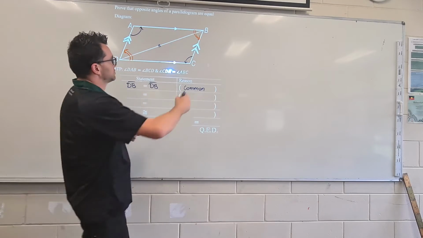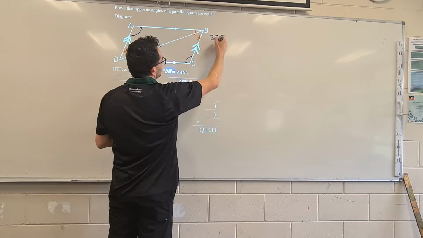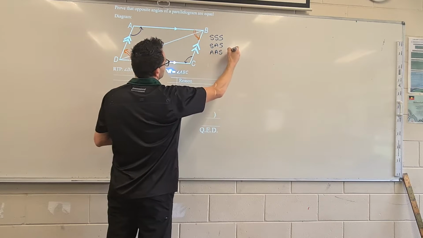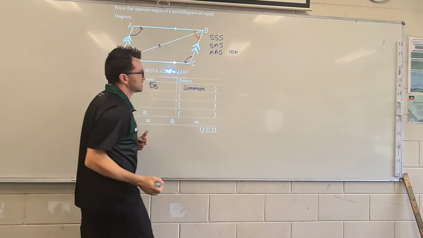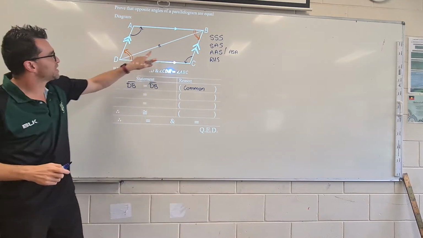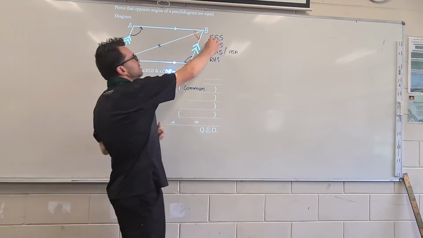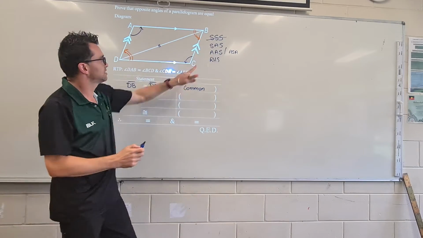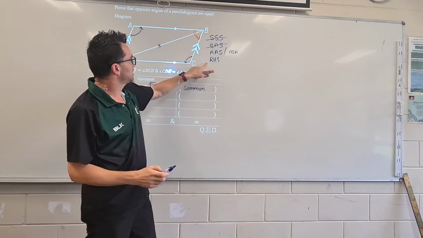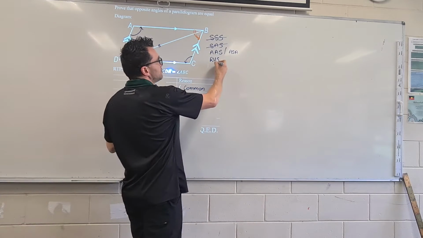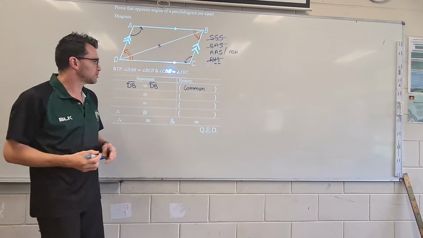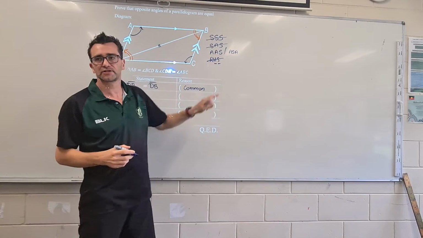So what were our congruency rules? We had SSS, SAS, AAS, or ASA we can also call it, or RHS. So we have only one side, so we're not going to be able to use SSS. SAS we need two sides, so that one's not going to work either. RHS, well, we need a hypotenuse and a side, so that's two sides as well. So our only real option of proving congruency is going to be with AAS or ASA.